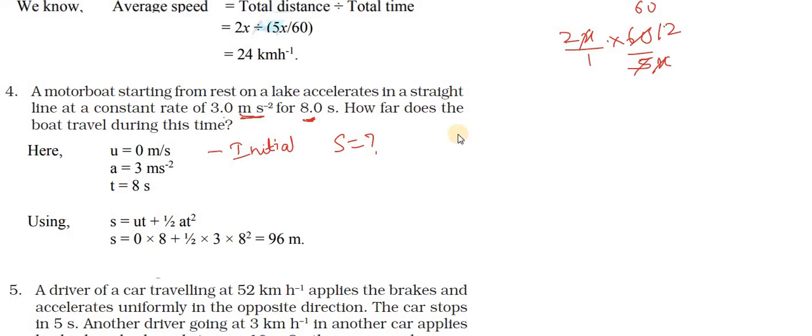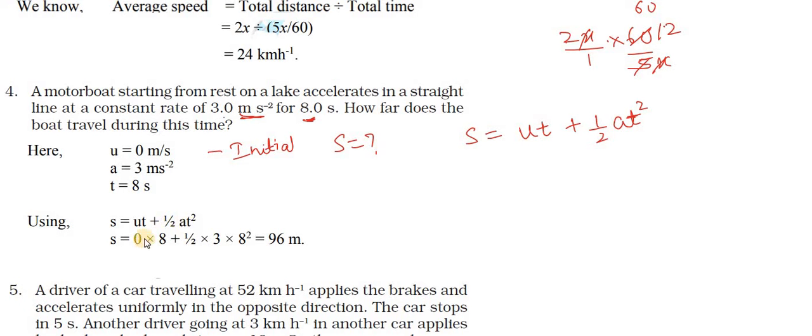You may remember that formula I gave. So the distance formula, S is equal to ut plus half at square. This is the formula to find the distance. This is there in your textbook, and I also discussed it in the last video, so just check that video once. So S is equal to ut plus half at square.